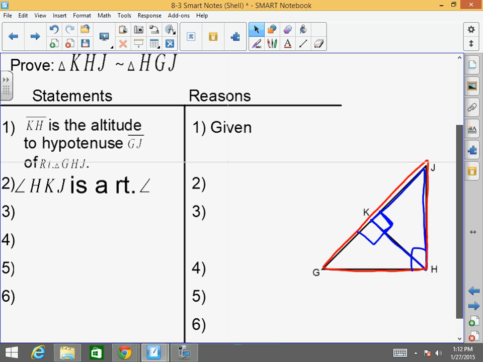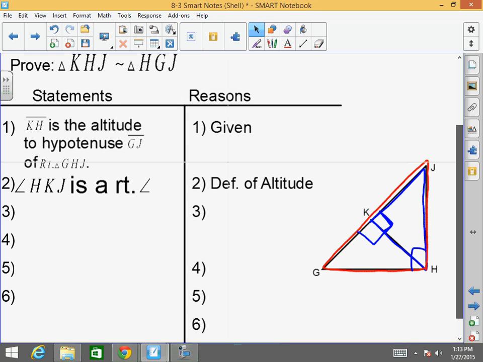Yes, sir. No, because K is a straight angle. There's 3 different Ks. HKG is a right angle. HKJ is a right angle, but GKJ is a straight angle, 180 degrees. Could you have put both? Sure. No worries, because of the definition of altitude.